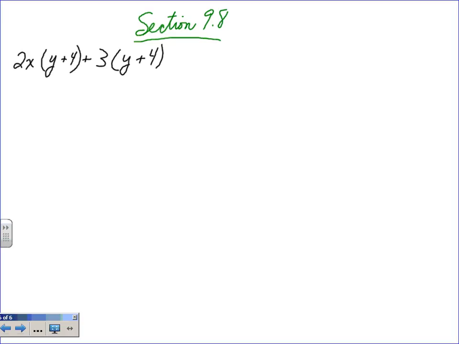I want you to learn the pattern first. I have 2x times (y + 4), and I also have 3 times (y + 4). So I'm going to write this as (2x + 3) times the common factor, which is (y + 4). That's going from the top line to the second line, and now that second line is factored.